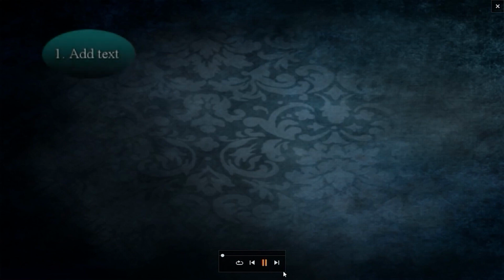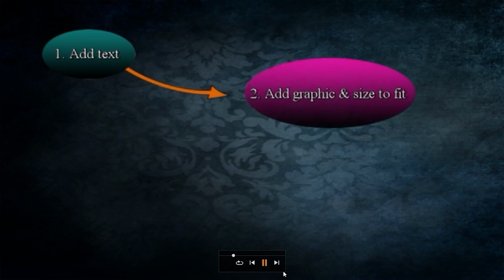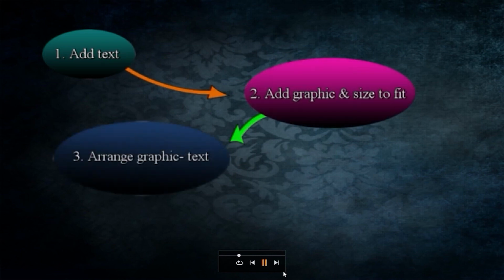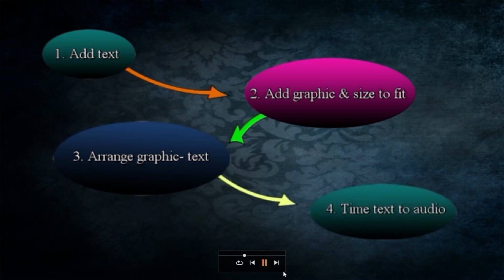This is the first item that I'll be working with, and the first thing to do is add the text. Once the text is in place, I'll add the graphic and size it to fit the text. The next step is to arrange the graphic and text on the screen. Now I'll time the text to the audio as I've done in the past. Okay, so that timing works pretty well. And I have a pretty smooth transition where I'm ending this paragraph.